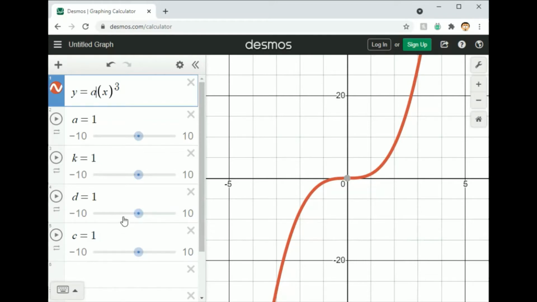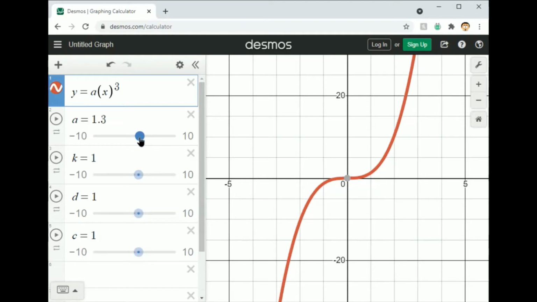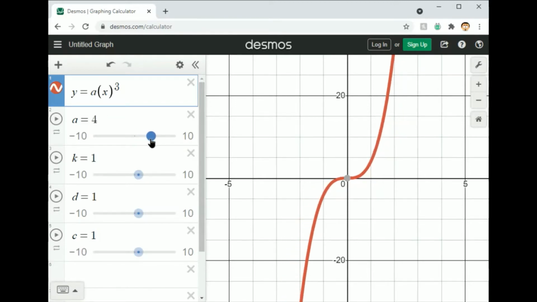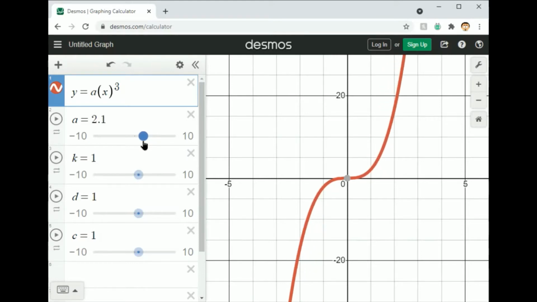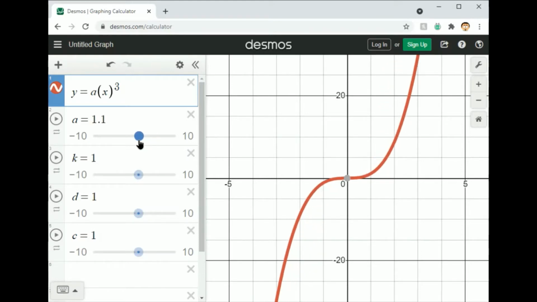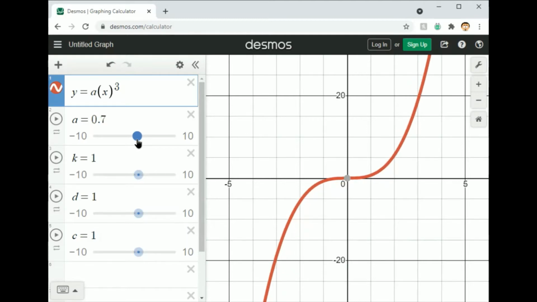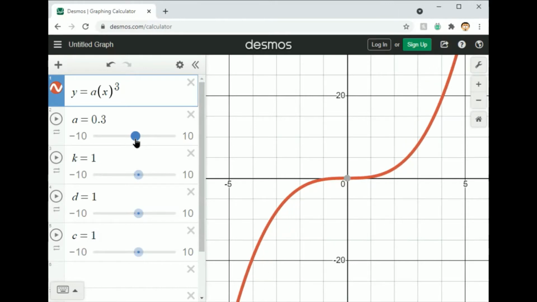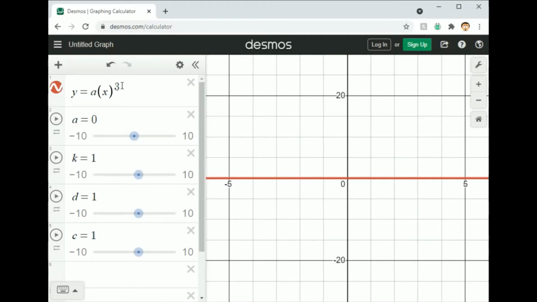But just as a reminder, what happens as a gets larger is we stretch upwards. If a gets smaller, i.e. smaller than 1, we compress vertically. So up and down, it gets fatter and fatter and fatter. If we hit 0, we go to flatness, which makes sense. That's just y equals 0 x cubed. And as we go negative, it just flips it upside down. So we get a vertical flip. So vertical stretch, vertical compression, and negative flips.